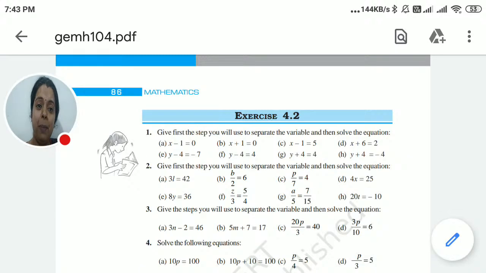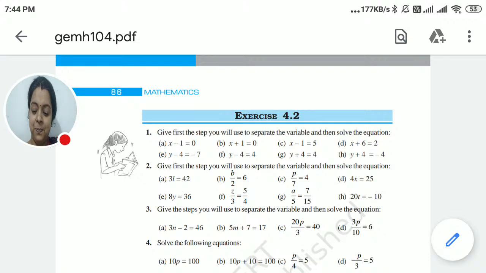Yes, I want you people to solve question number H of number 1. Question number H of question number 1. Please solve it and let me know what is the correct answer. But please, I want it step by step. Send it to me step by step. What is the first step? How to separate the variable. So how are you going to separate the variable?